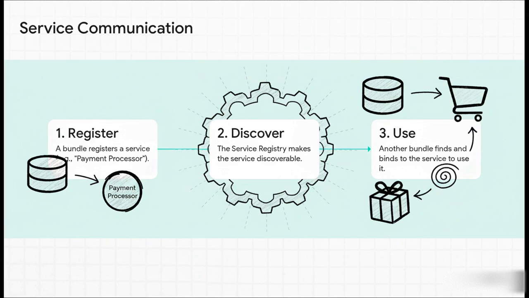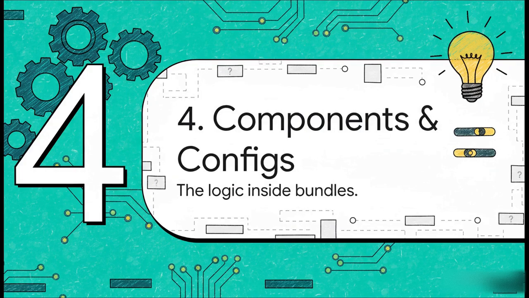Now, if you later deploy a better, faster payment processor, you just swap it out, and the shopping cart dynamically finds and binds to the new one without ever missing a beat. Now, that is the power of loose coupling. All right, we know how bundles communicate.